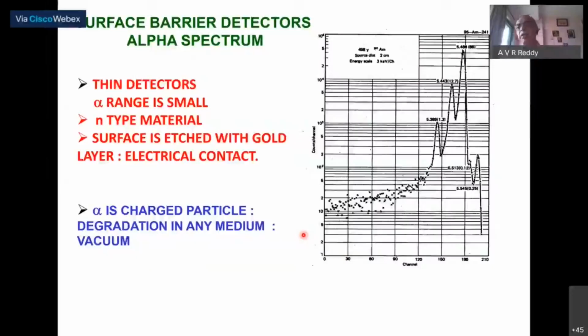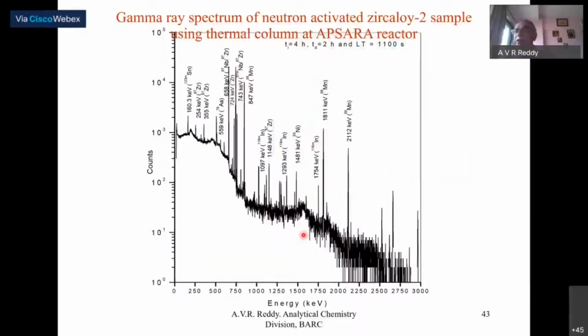Now, this is a gamma ray spectrum of one activated sample that we have done in our own laboratory. Here you see most of the gamma rays appear as lines, but yet they have a small distribution. That's the natural distribution. But the beauty of gamma ray spectrometry is that in one go you can determine many isotopes.